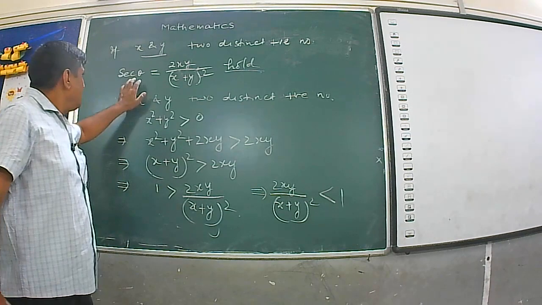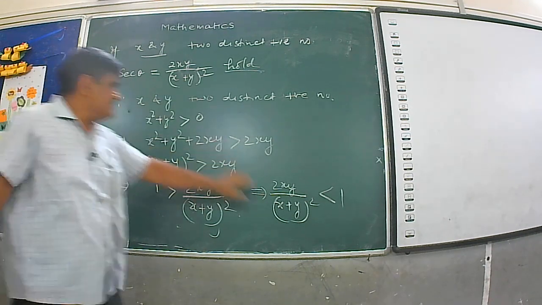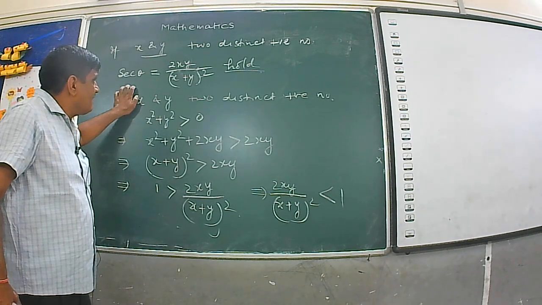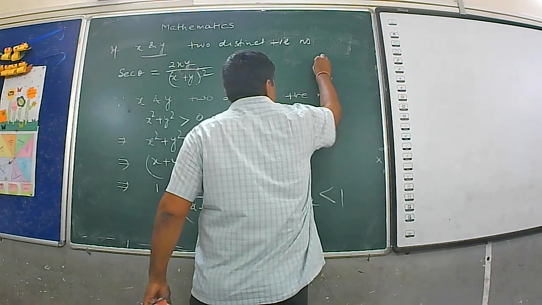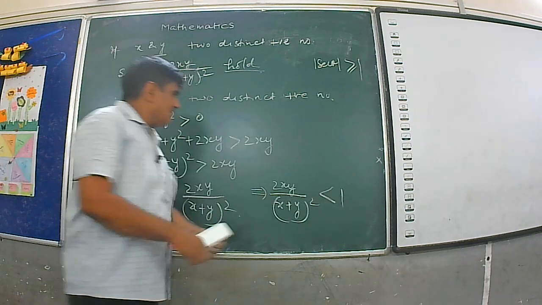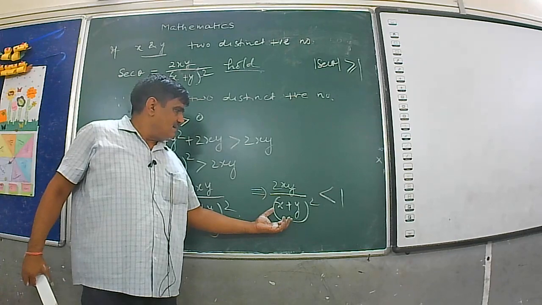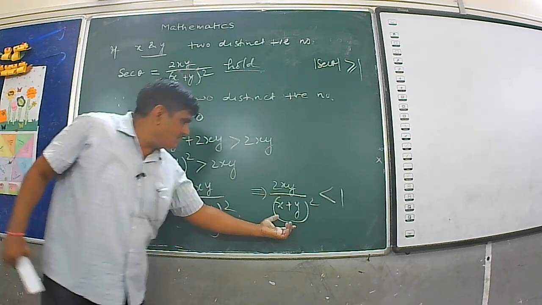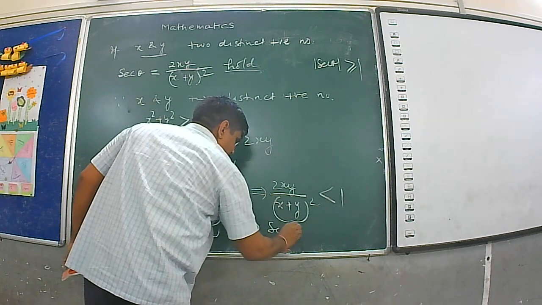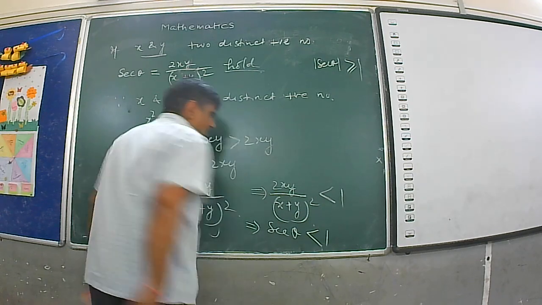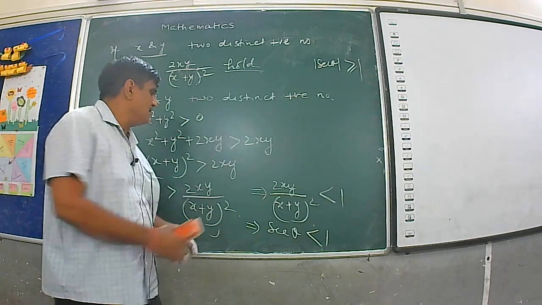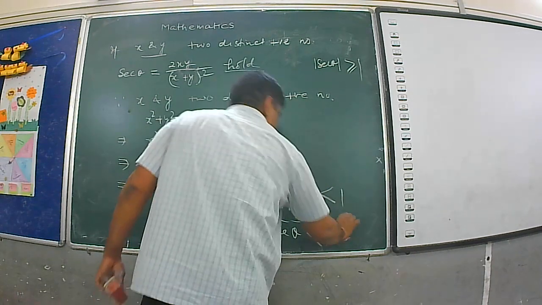Boys, if sec theta is equal to this much and this is less than 1, but by the definition sec theta is always greater than or equal to 1, but here the condition is that sec theta is less than 1. This is not possible and the relation is not valid.